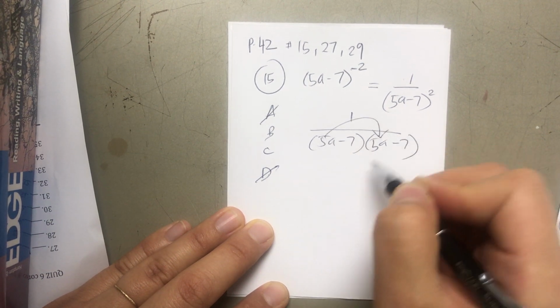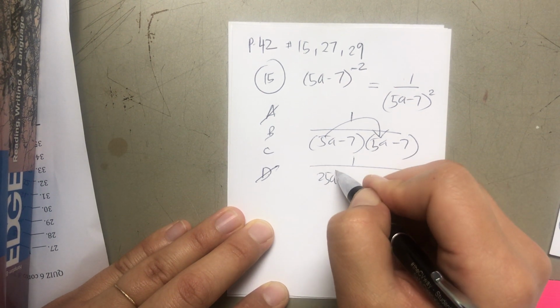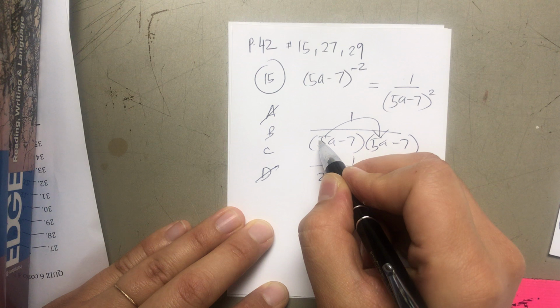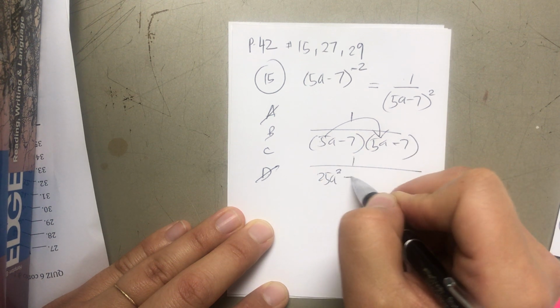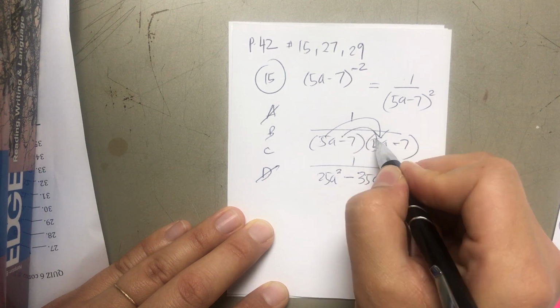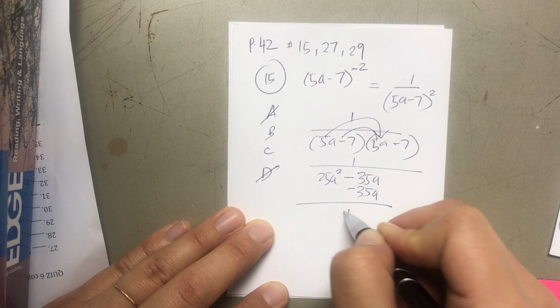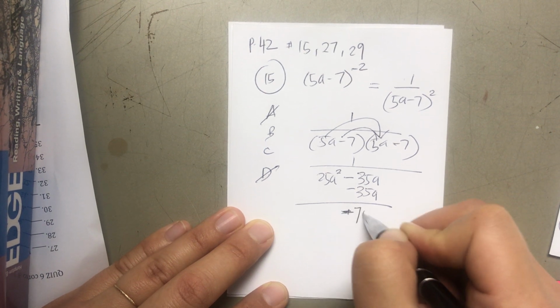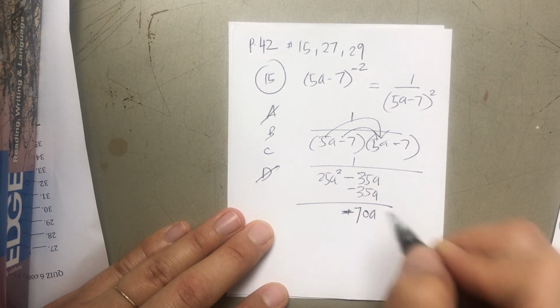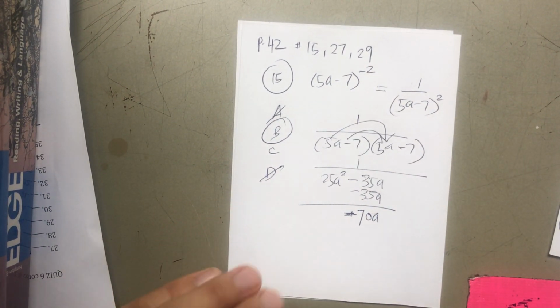So just distribute. 1 over 5 times 5 is 25a squared. And then 5a times negative 7 is going to be negative 35a. And this is going to be, same thing, negative 35a. So we could stop there, and that's going to be negative 70a. Which one there has negative 70a at the bottom? The answer is B. We don't have to solve the entire thing.